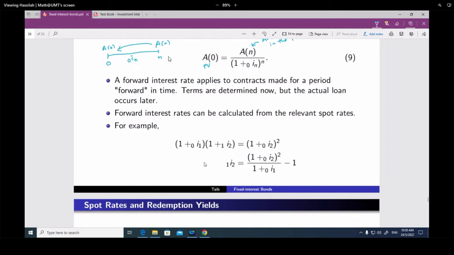You will learn further in year 3 on this. You are in year 2, right? Next year, year 3, you will learn derivatives, financial derivatives. On this derivative, you will meet this kind of rate again. So forward interest rate can be calculated from relevant spot rates.